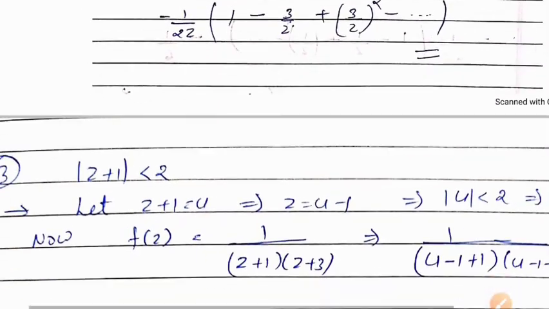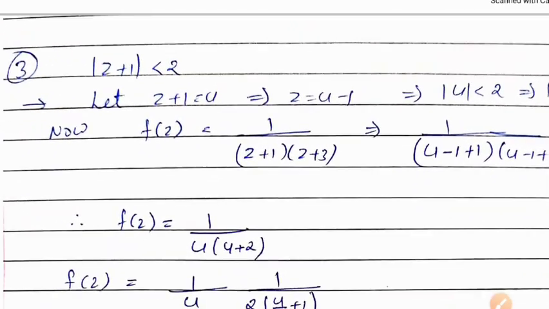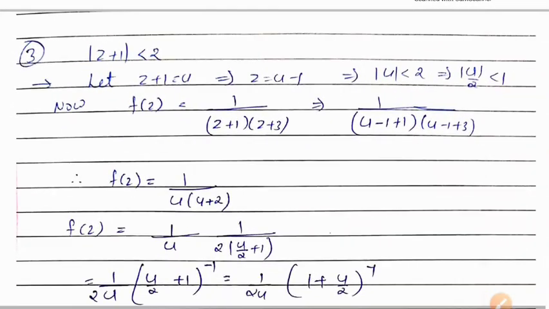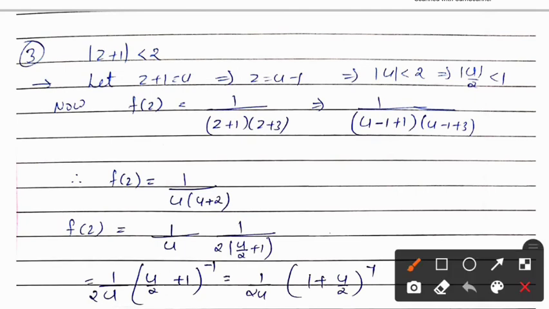Now the third region given to us is mod z plus 1 less than 2. This is your third region. It is very simple. If I have a mod z plus 1 type term, you will assume it as u. So z equal to u minus 1. Here I replace u, so I get mod u less than 2.